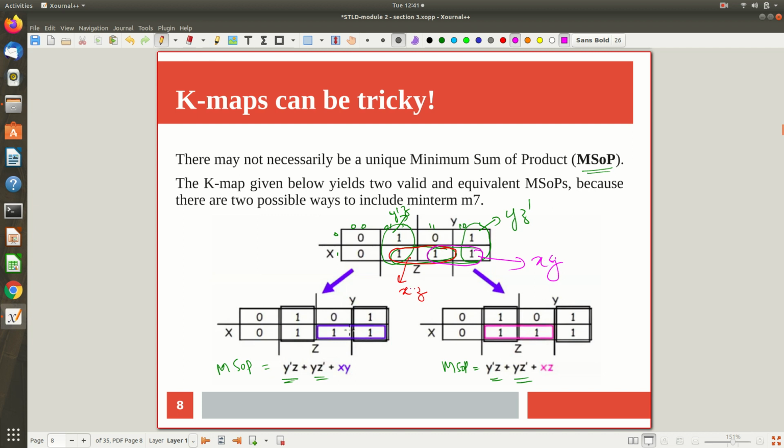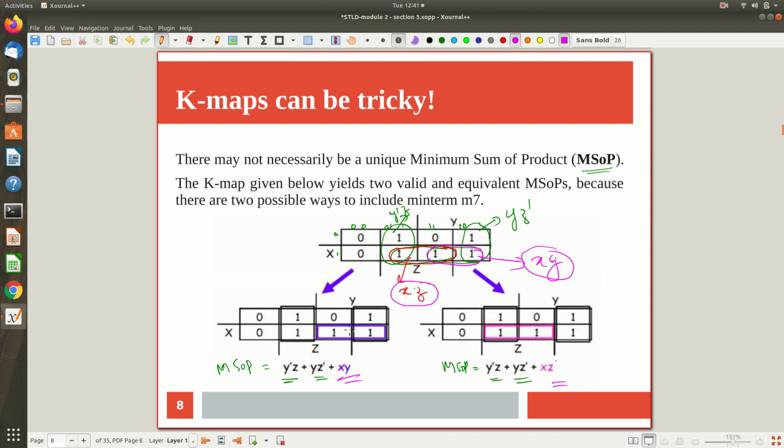So these terms are like either the minimum expression may contain this one, xz, or it may contain xy. So here it is xy, here it is xz. So like that I am getting two different minimum sum of product expressions for the same expression. That can happen.